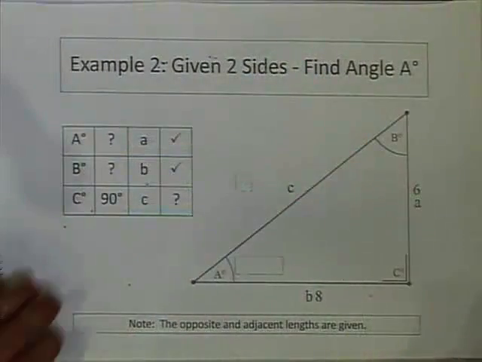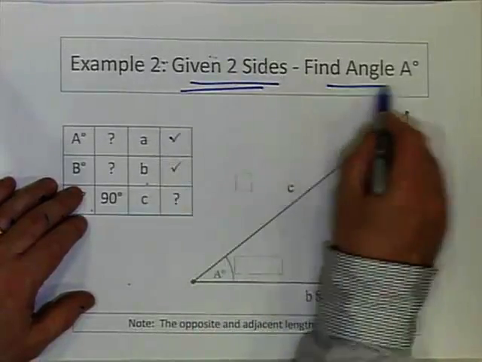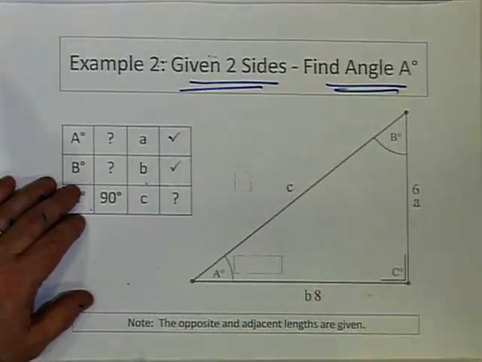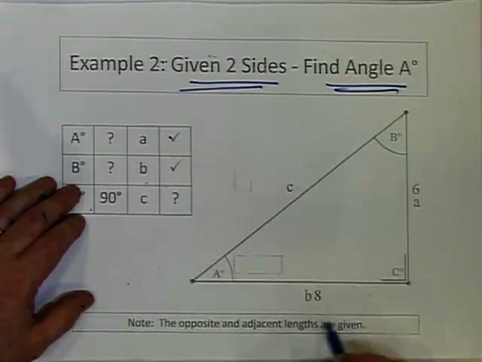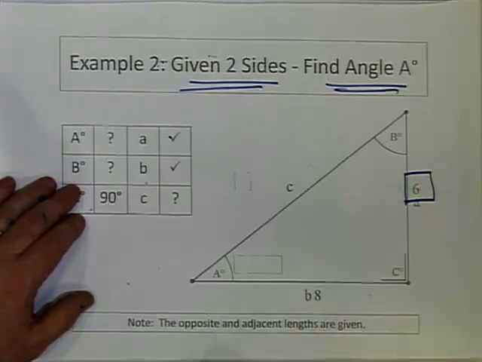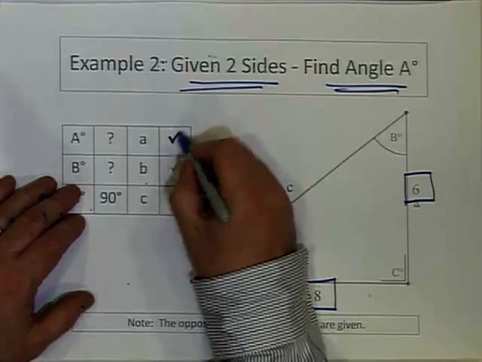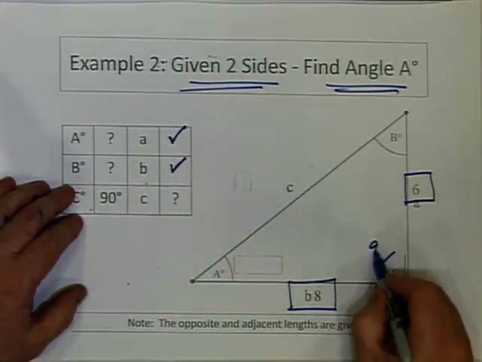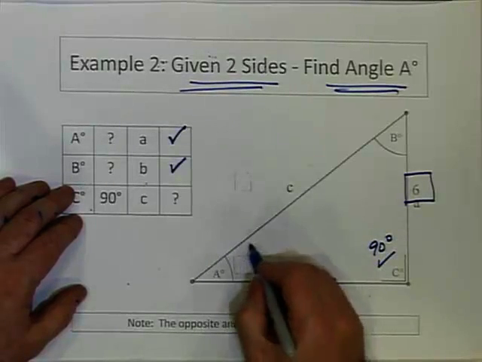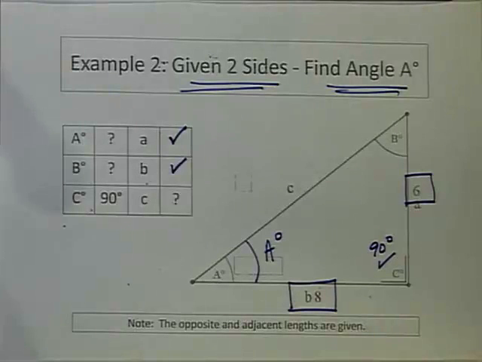Example 2, right angle triangle. You're given 2 sides and you're asked to find the angle A. You're told that this side here, you're given A, is 6. This one here is B, is 8. This is 90. And you're asked to find the angle A. How do you do that?